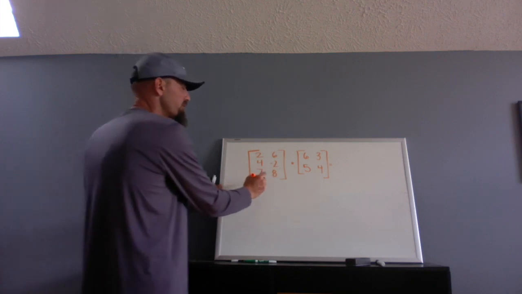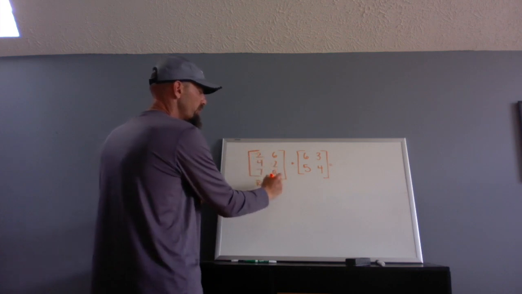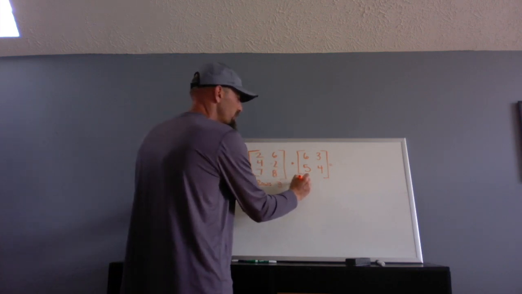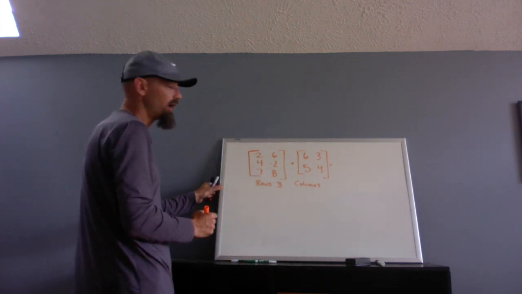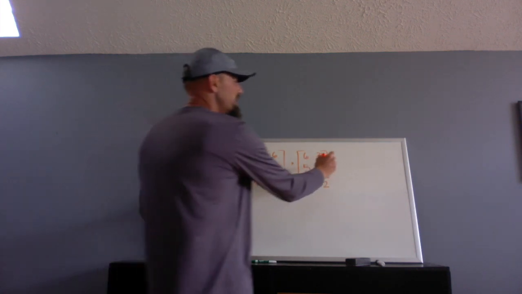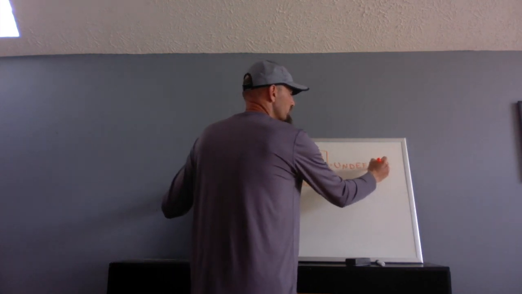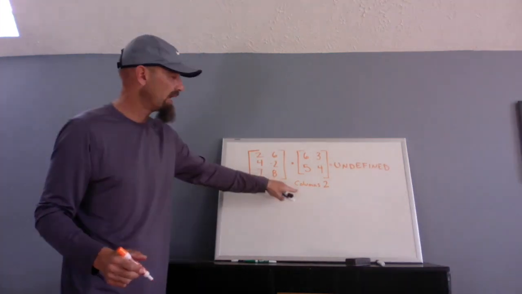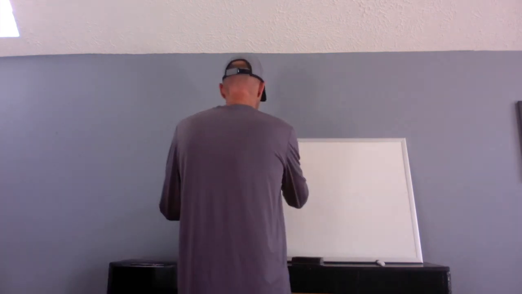The way we check it out is the number of rows in this, 1, 2, 3. Okay, the number of rows of the first has to equal the number of columns in the second. All right, and this one I've got 2 columns. This right here gets the good old undefined. All right, not possible. Number of rows got to match up with number of columns. Let's try one that we can do.